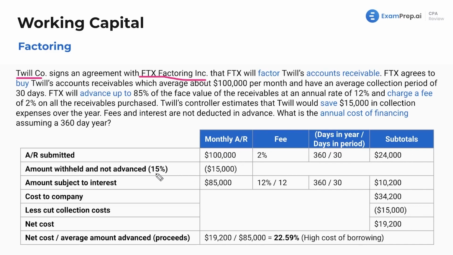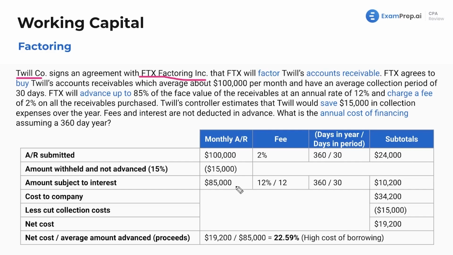Now, what is the amount subject to interest? You're only going to pay interest, and this is from Twill's perspective, on the amount that is actually advanced. And what is advanced? Well, 85% is advanced. You're not going to pay interest on what is not advanced. You're only getting $85,000, at 12%, and we've got 12 months. 12%, so this is 1% a month.